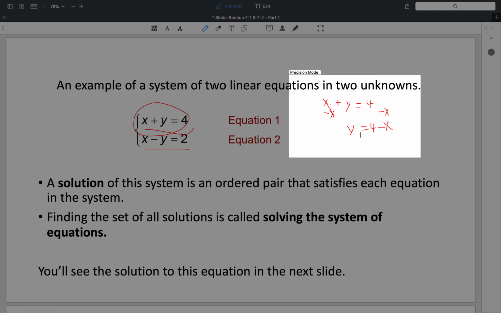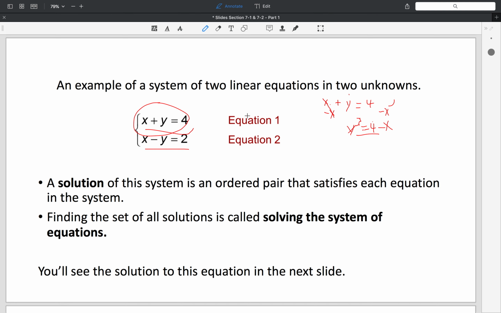And that's a line. So this first equation over here really is this line right there.